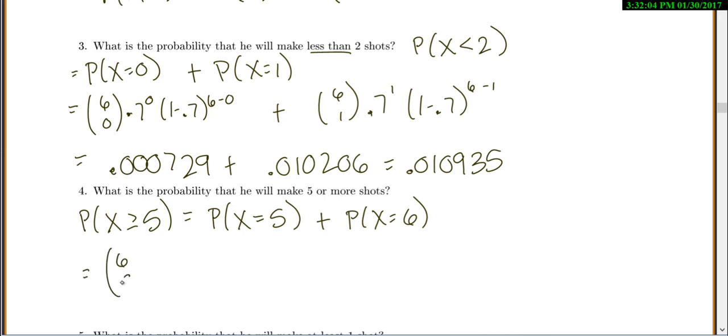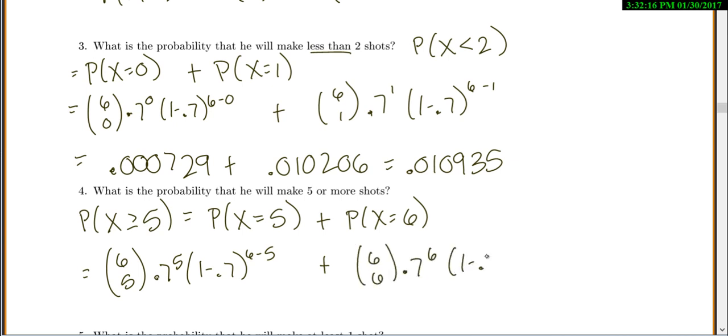So we'll do a 6 choose 5, 0.7 to the 5, 1 minus 0.7 to the 6 minus 5. And 6 choose 6, 0.7 to the 6, 1 minus 0.7 to the 6 minus 6. And this should be 0.420175.